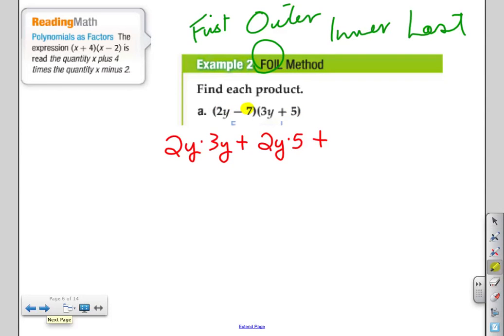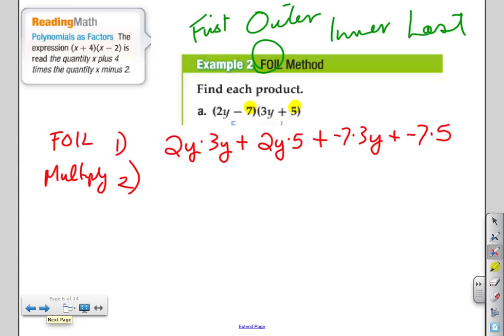Inner would be -7 and 3y. So we'll multiply -7 times 3y. Those are the inner terms. And finally, we're going to multiply the last terms together. -7 times 5. So plus -7 times 5. All right, and we process. So that's our first step, is to FOIL it. And the second step is to go ahead and do the multiplying.